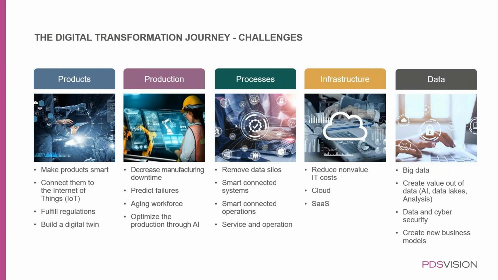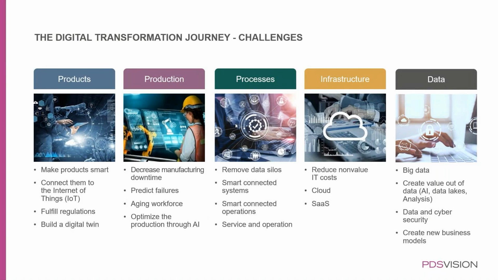And then, of course, we go into production, where one of the big things is to decrease manufacturing downtime, and be able to predict failures through some of the quality solutions that we have. Look at our current aging workforce, which is great. They have a lot of knowledge, but we need to be able to capture that knowledge. And through some of the technology that we have, we're able to go in and capture that. And of course, optimize the production through AI. So we all know that AI is very rapidly growing. So how do we use that to our advantage when we're building up our products?